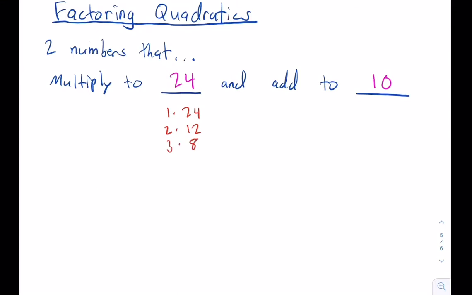3 times 8, that's 24. 4 times 6, and that adds to 10. Right, so 4 and 6. 4 times 6 equals 24, and 4 plus 6 equals 10. So your two numbers would be 4 and 6.